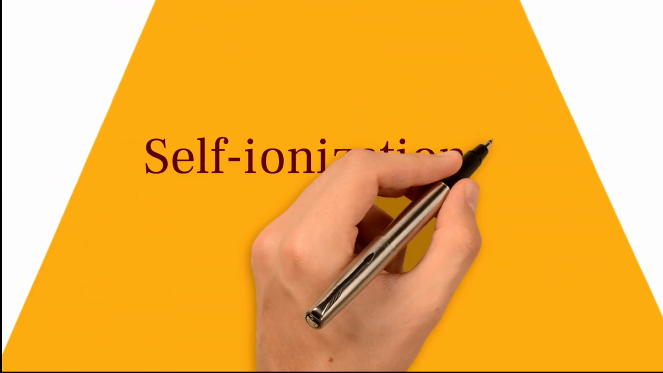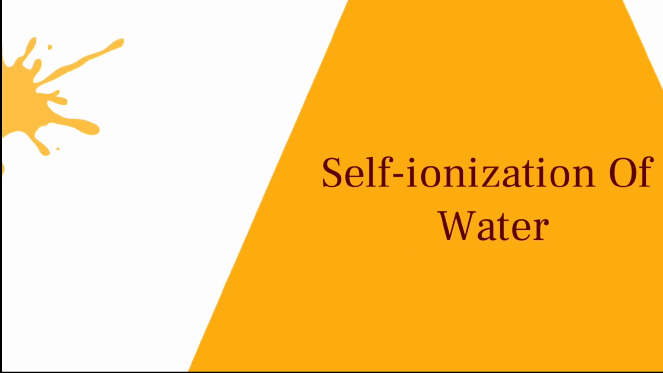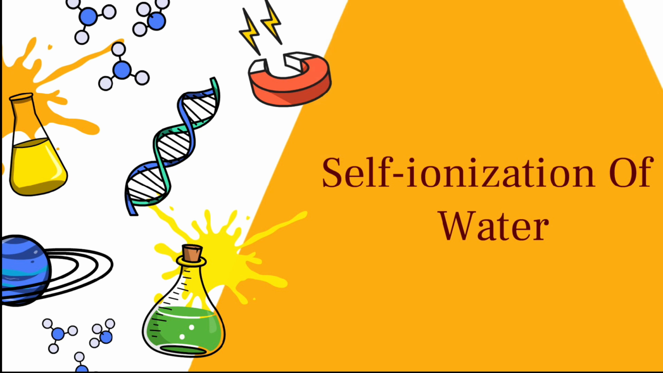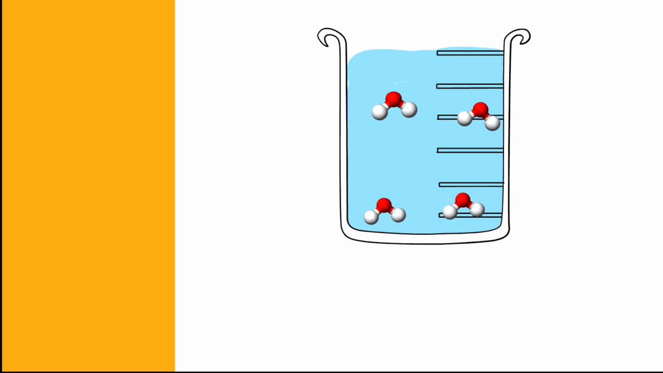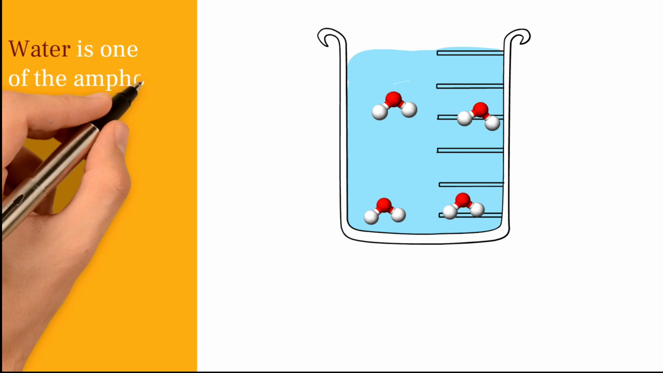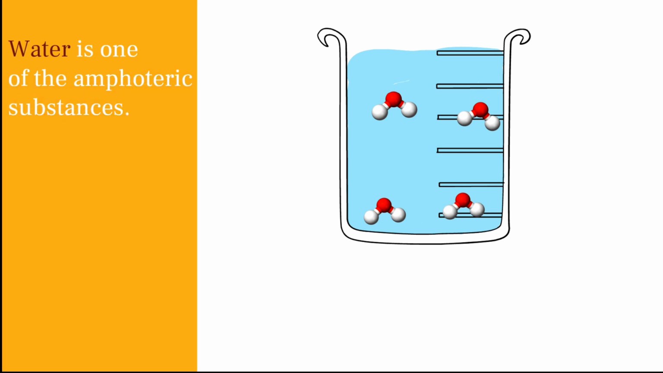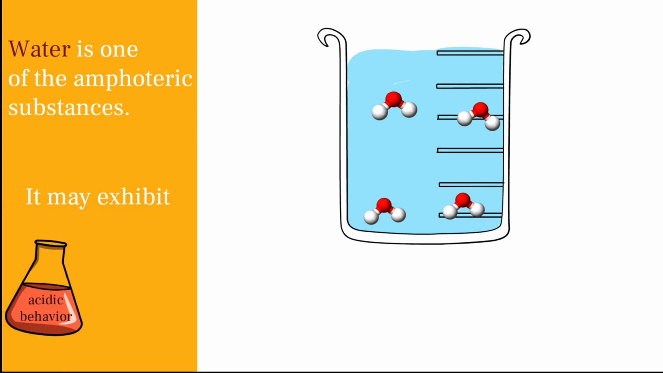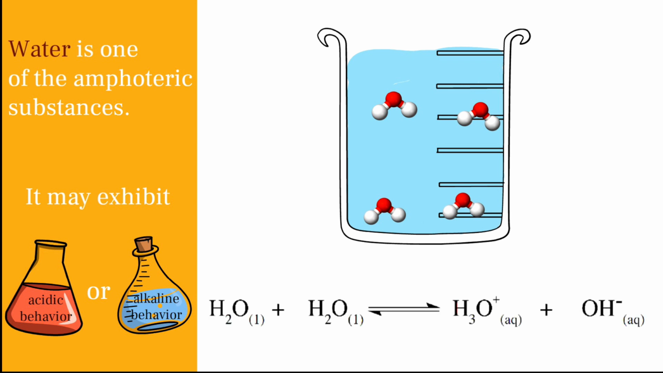Self-ionization of water. As we mentioned earlier, water is one of the amphoteric substances. That is, it may exhibit an acidic behavior in some reactions or an alkaline behavior in other reactions. Therefore, let us consider the following interaction. Can you identify the acid and the base in this reaction?